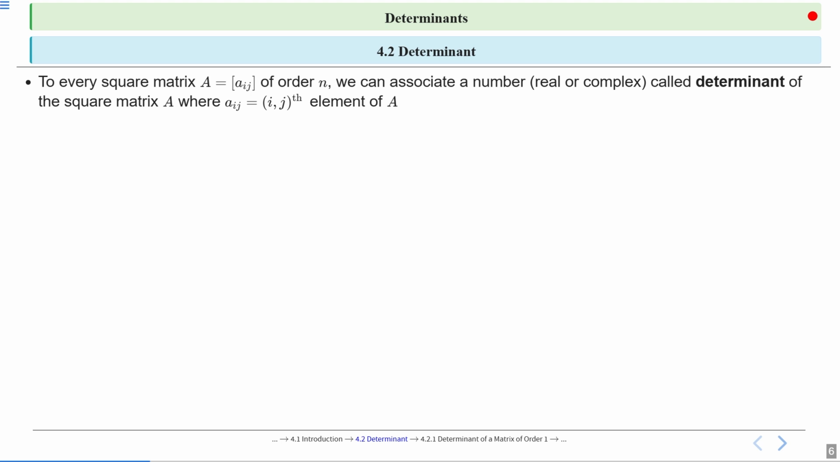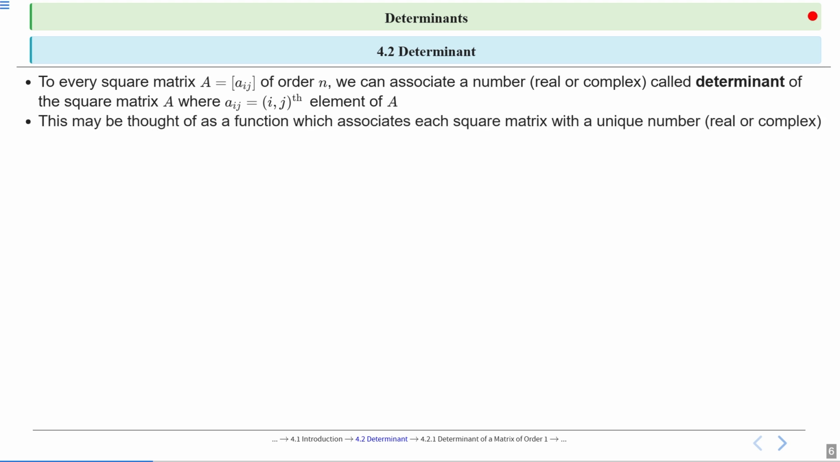We see how we can relate. Just like if we have a matrix of order 2 cross 2, then we can relate it with a number. Let's suppose this is number 3 that is related to this matrix, and that number 3 is unique for that matrix, and that number can be real or complex, and it is called the determinant. Okay, so we can think of it as a function which associates each square matrix with a unique number.